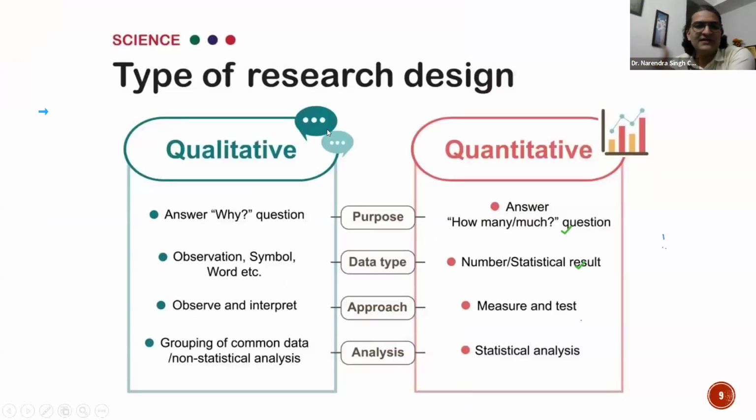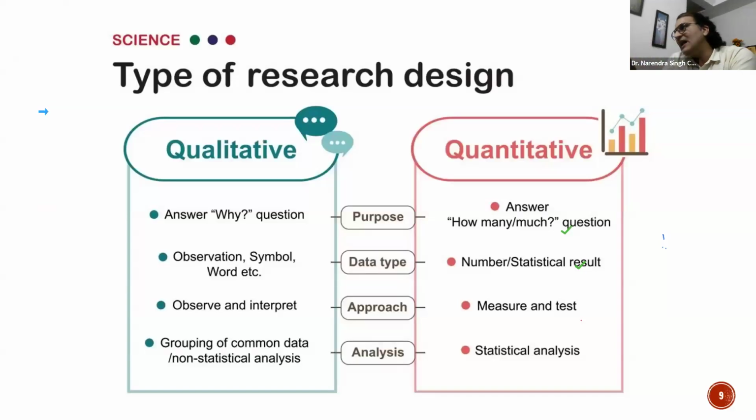Now, what is the type of research? Qualitative generally answers the why question, that is the purpose. And the quantitative is largely about how many. Observation, symbol, word, that is the type of data that is non-numerical. Second, in quantitative I am using numbers and statistical results.